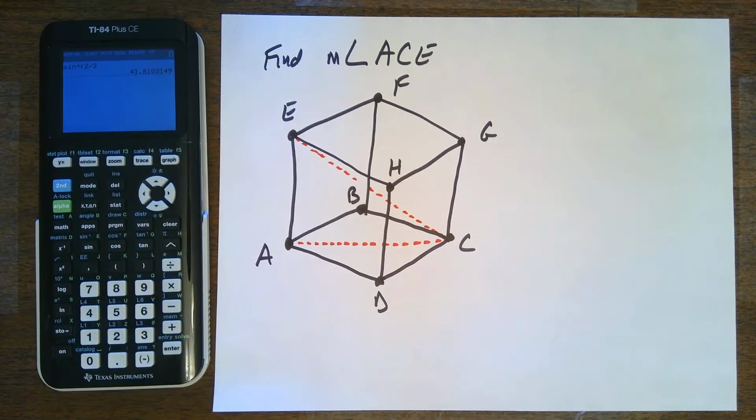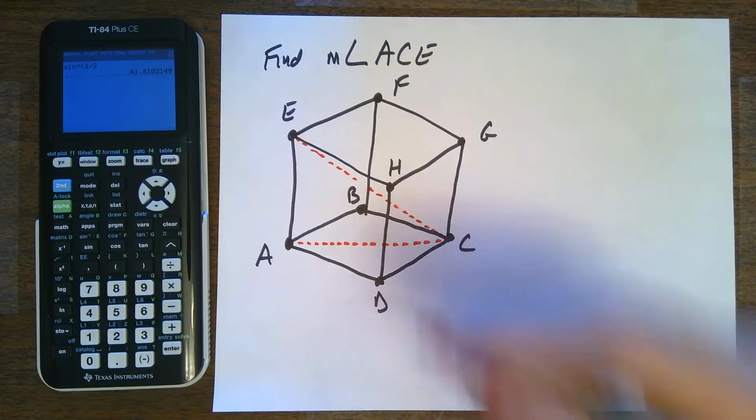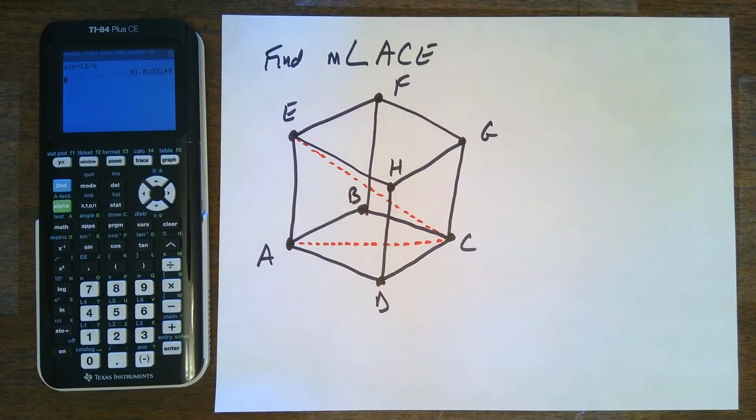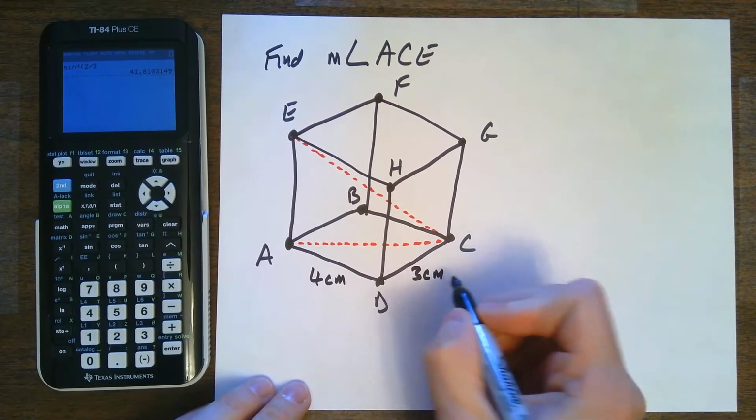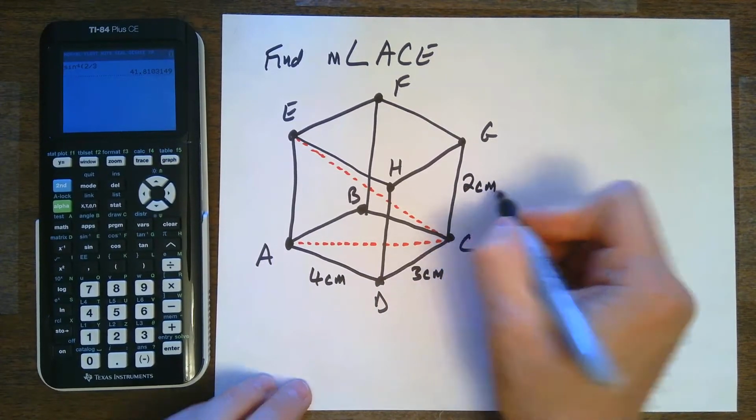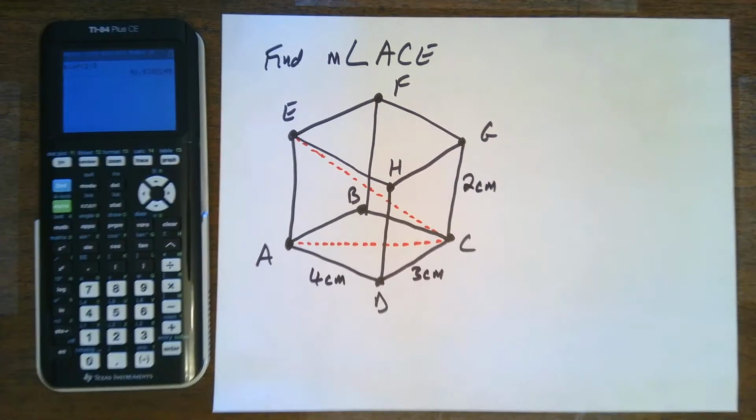And what I want you to do is see that the angle is inside of this box. Oh gosh, and let's see. Well, in order to find the angle, I'm going to need to know some dimensions of the box. So let's say that I tell you that the box is 4 centimeters by 3 centimeters by 2 centimeters high. Now we've got enough information.